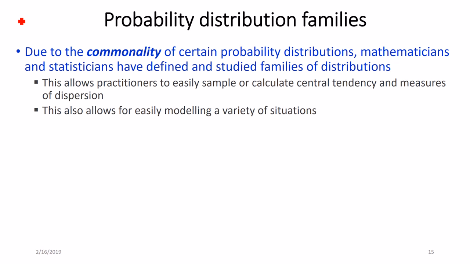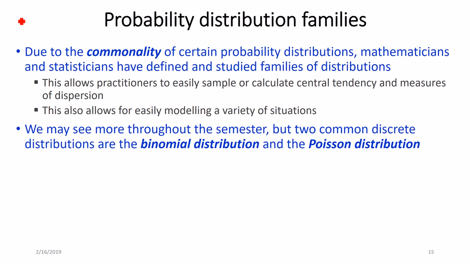Due to the commonality of certain probability distributions, mathematicians and statisticians have defined and studied families of distributions. This makes it easy to sample or calculate the central tendencies and also the dispersion. It also allows for easily modeling a number of situations. Mostly we will look at the binomial distribution and the Poisson distribution.